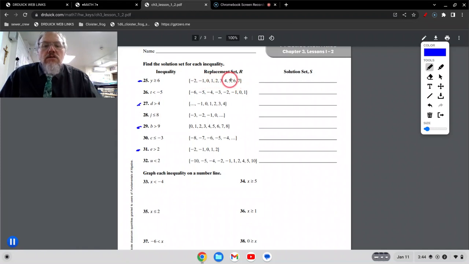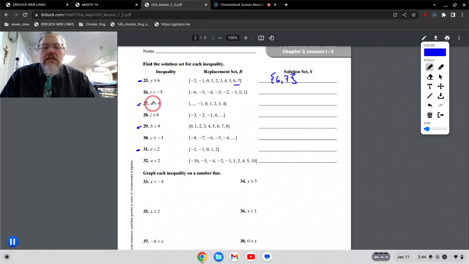Well, I have negative 2 all the way up to 7. It'll be these two guys. So I'm going to put down 6 and 7. How do we know? Well, 6 is greater than or equal to 6, and 7 is greater than or equal to 6, right? That's pretty straightforward.